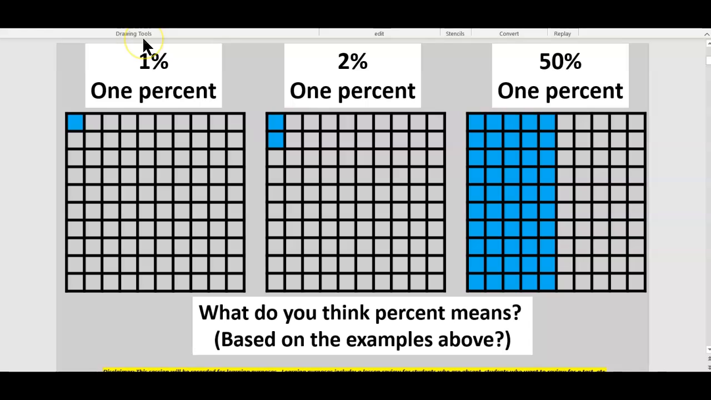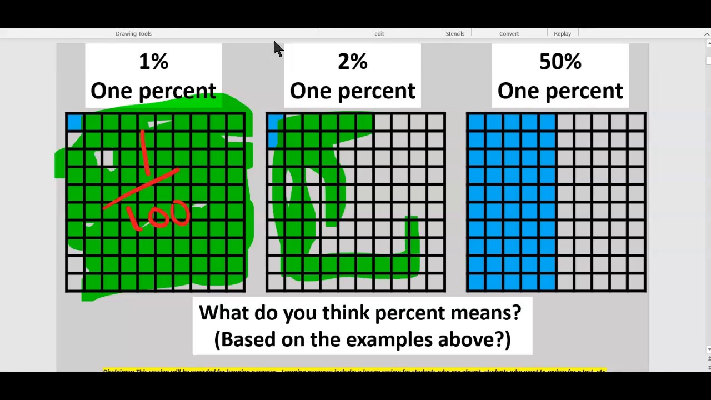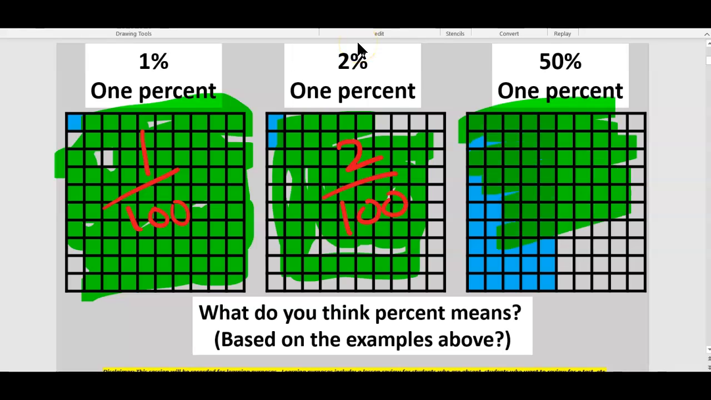Well, I think as we have said in our lesson, we realize that there are 100 total little tiny boxes here, and just one of them is filled in, so it's 1 out of 100. This is 2 out of 100. Wow. This is 50 out of 100 total.